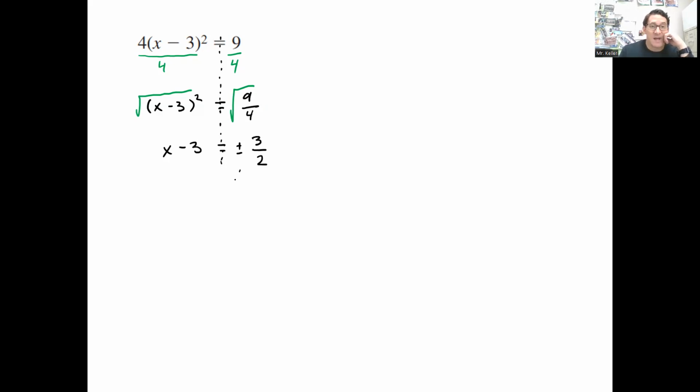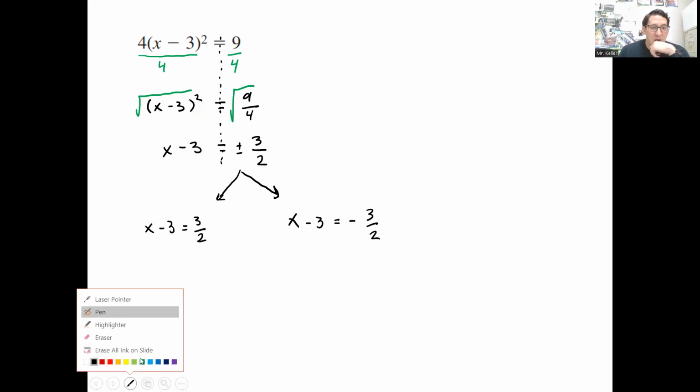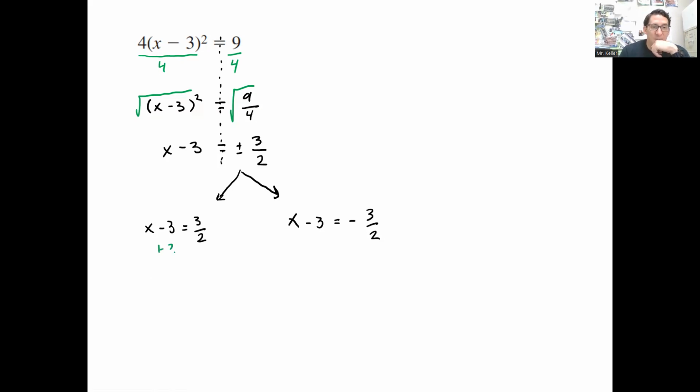And so again, I need to separate these out into two equations. It's going to be x minus 3 is equal to +3/2, and x minus 3 is equal to -3/2. All right, so from here, solve each individually. I'm going to add 3 to both sides.